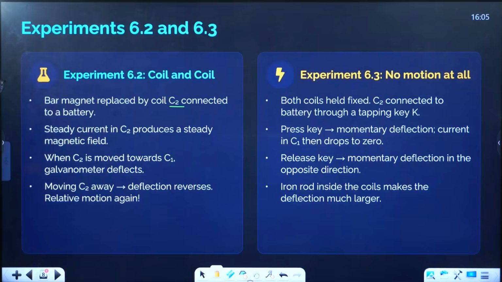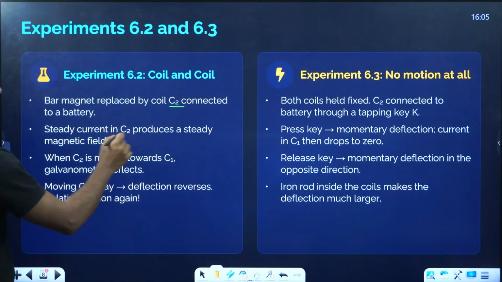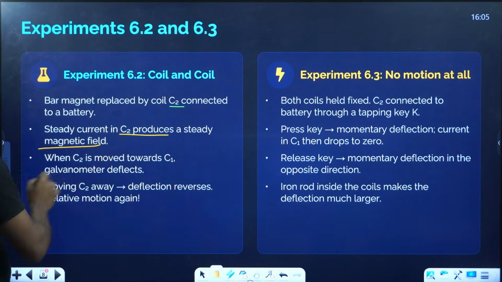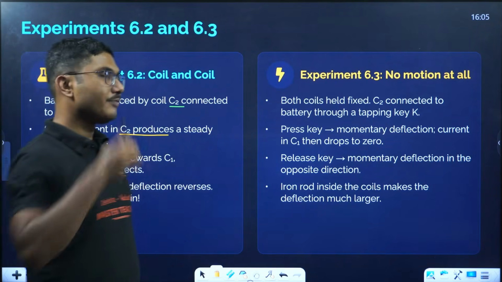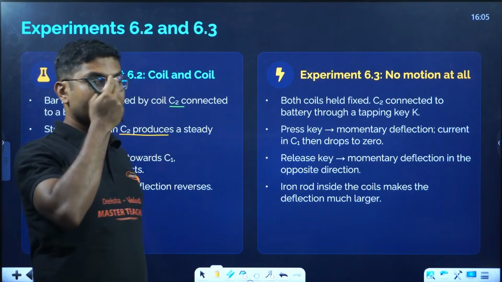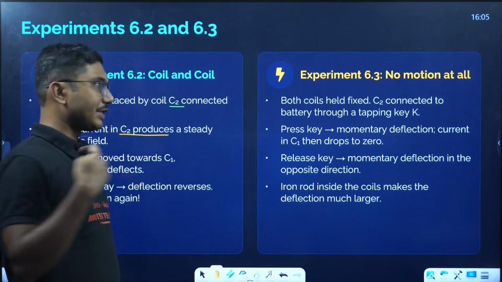Everything remains the same. The bar magnet is replaced by coil C2. Steady current in C2 produces a steady magnetic field. When C2 is moved towards C1, the galvanometer deflects. Moving C2 away, the deflection reverses, relative motion again. So again, if you are moving the coil towards it, you get a deflection. You are taking it back, you are getting a deflection in the opposite direction as well.